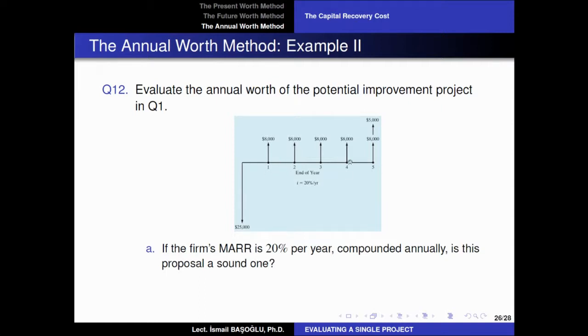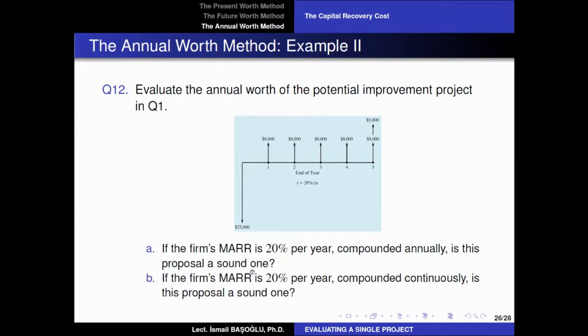Instead, we are going to calculate the annual equivalent value of these costs, actually not costs, but these payments. At part A, again, we are going to assume a minimum attractive rate of return of 20%, which compounds per year. And in the second part, we are going to assume a minimum attractive rate of return of 20% per year, which compounds continuously. And under both cases, we are going to check if this proposal is a sound one.